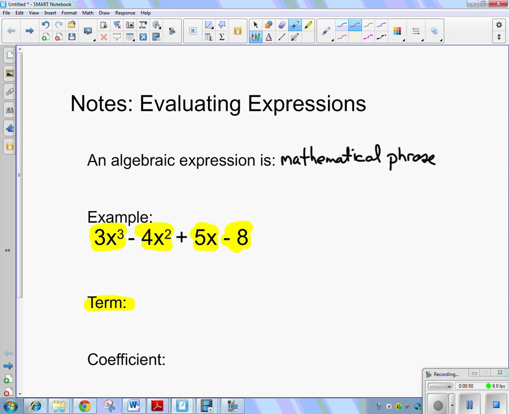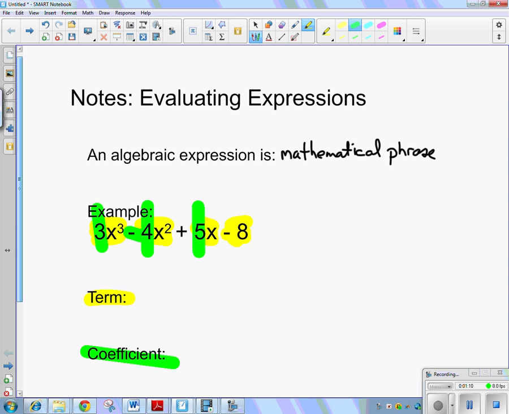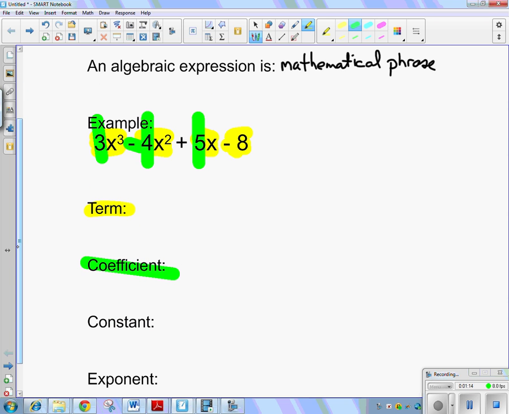We also have coefficients. The coefficients are going to be the numbers in front of the variables. We have 3 coefficients: 3, -4, notice the negative sign, 5, and we are not going to call -8 a coefficient because it's not in front of any variables. The -8 gets its own name, and that name is constant. It's constant, it's not changing, it's always going to be a -8. It's the number without any variables.